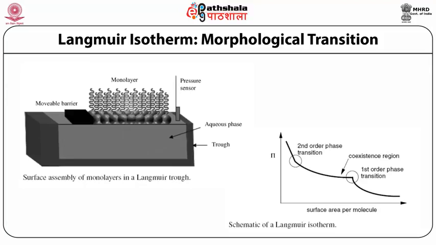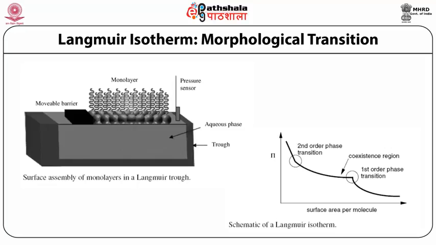Next, we'll learn a very important technique called the Langmuir isotherm, that is very useful for probing the morphological transitions between different self-assembled structures. So what we do here is you take water, and on top of water you make a monolayer of these amphiphilic molecules by depositing the solution in chloroform and then evaporating the chloroform, and you have a movable barrier so that you can control the entire surface area, and there is a pressure sensor which senses the pressure.